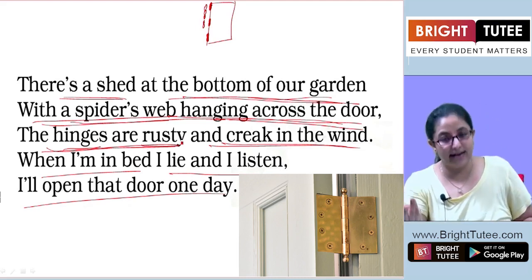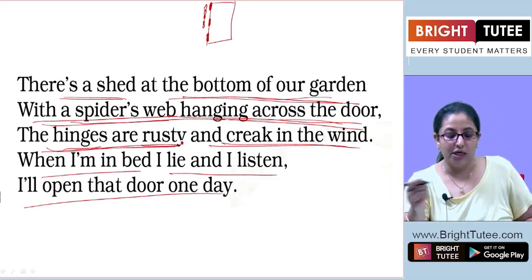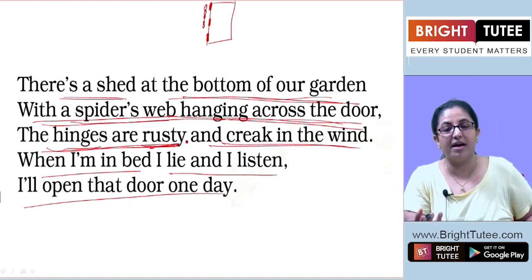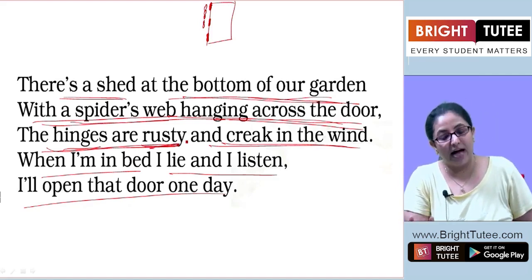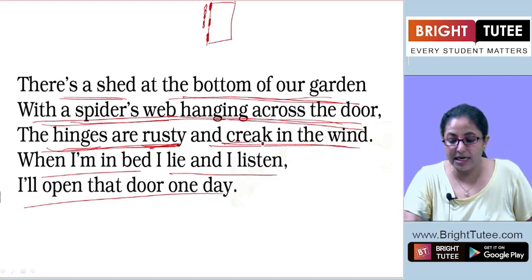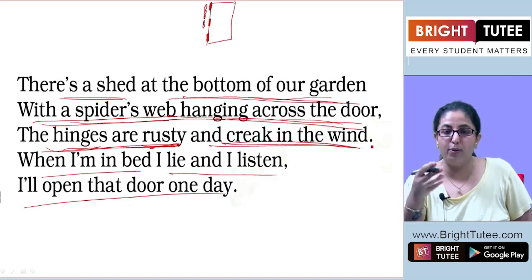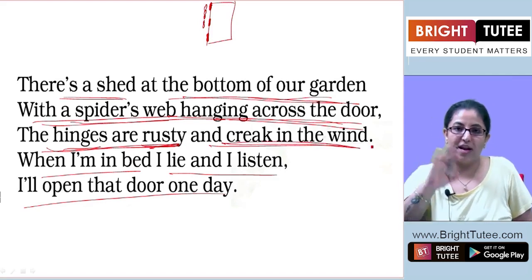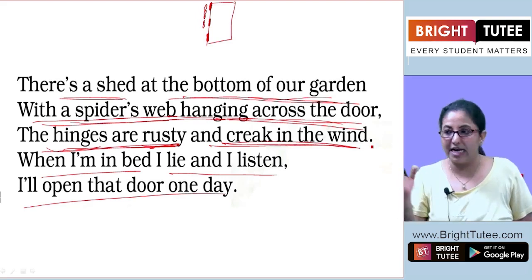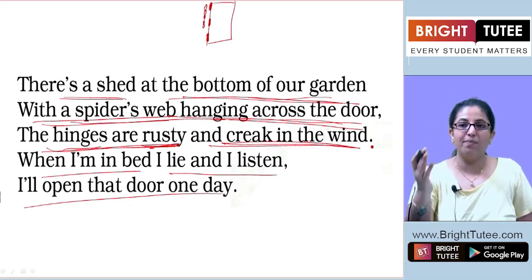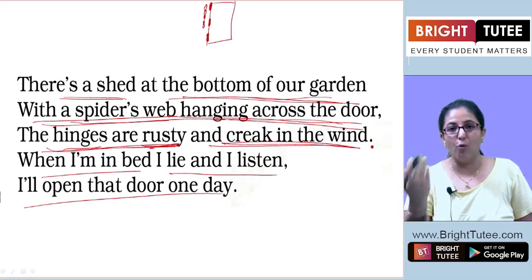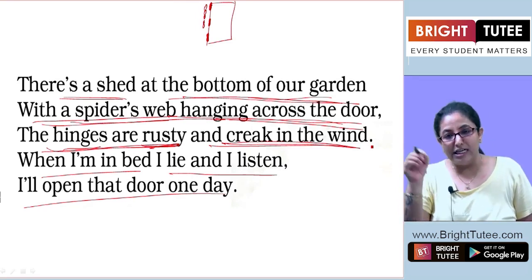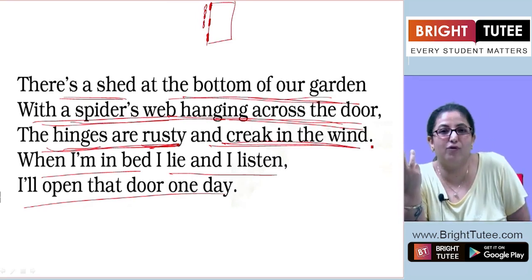The hinges are rusty. Rusty as in iron gets rust, we all know. So the hinges are rusty because of their structure which is made up of iron. They are rusty and creak in the wind. When the wind blows, it makes noise. Whenever the door opens and the wind blows, the door opens, shuts. So that opening and shutting, the hinges, they make a weird kind of noise.